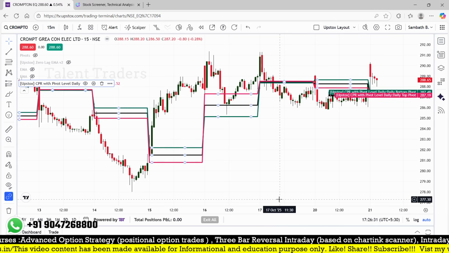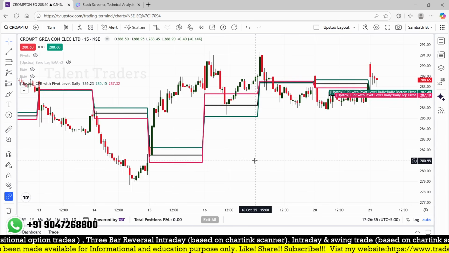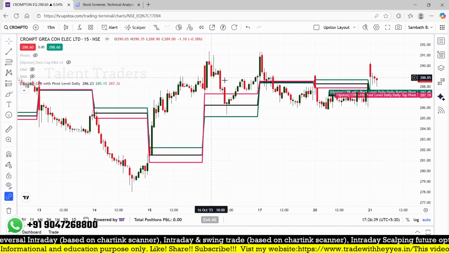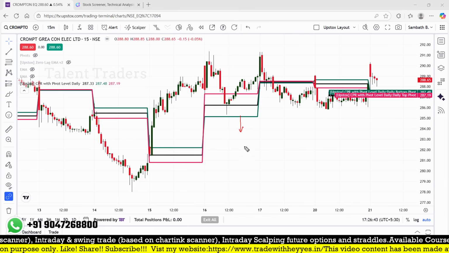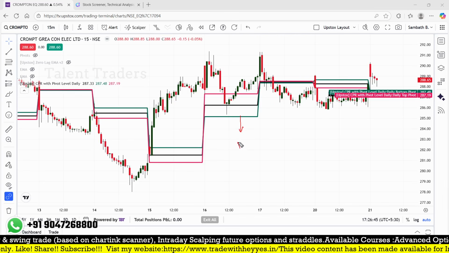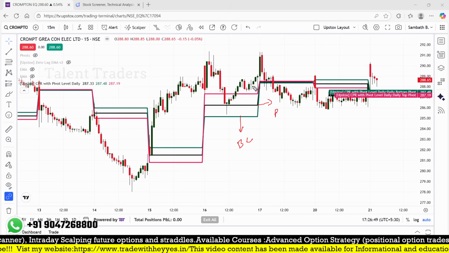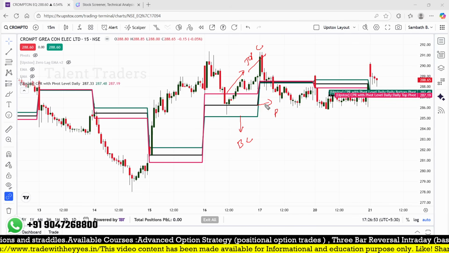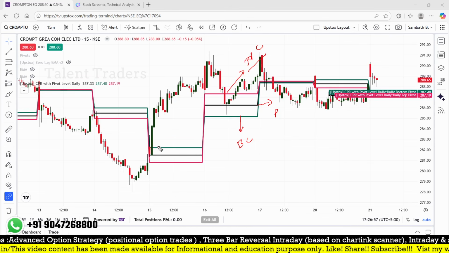One of the new people who joined our Telegram group was asking how the scanner works, and that is why this video, so that new members may also understand the logic. Here the green line is the bottom central, this is the pivot, and the pink line is the top central. This is the normal condition, but in some cases the reversal also happens.